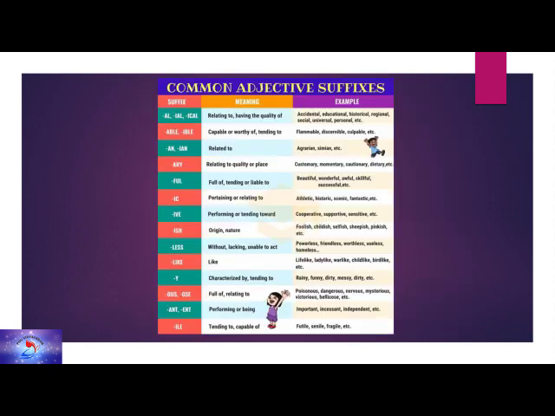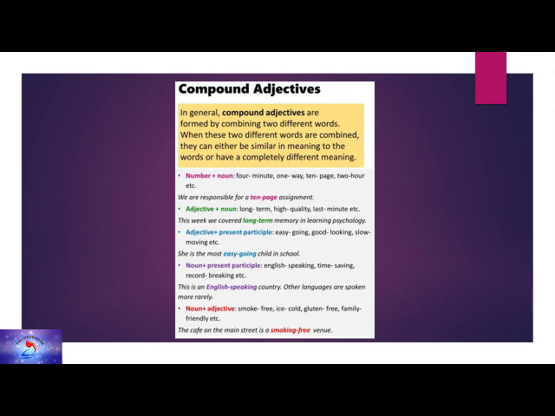You can just go through, and you have the suffix here, and an example is also given there. You can just go through it with your children. And now we are going to read about compound adjectives. In general, compound adjectives are formed by combining two different words. When these two different words are combined, they can either be similar in meaning to the words or have a completely different meaning.